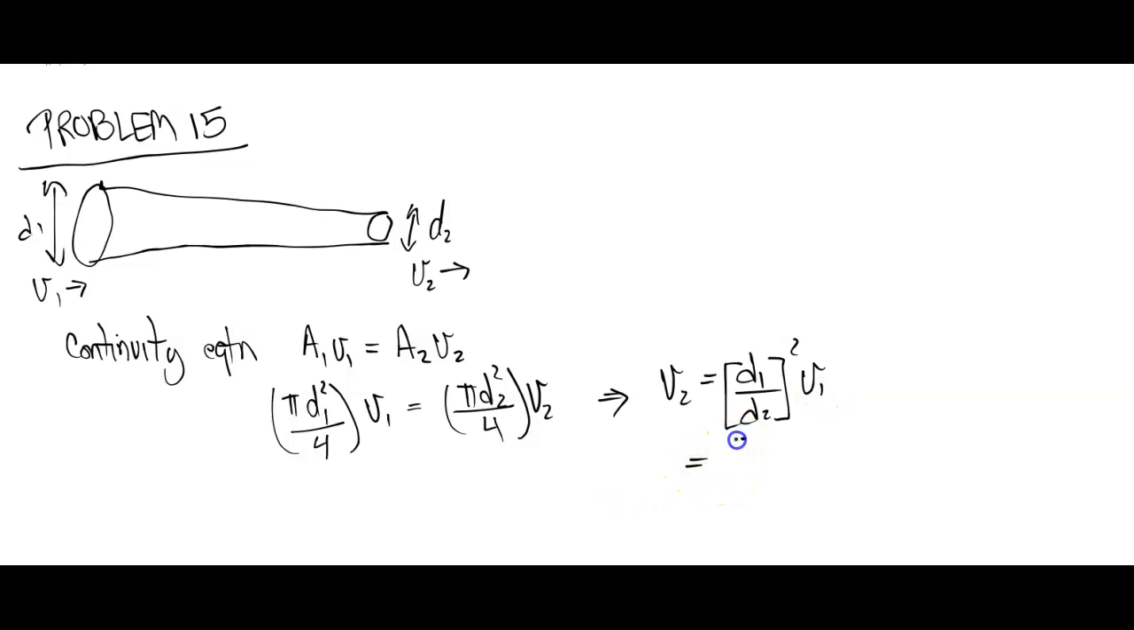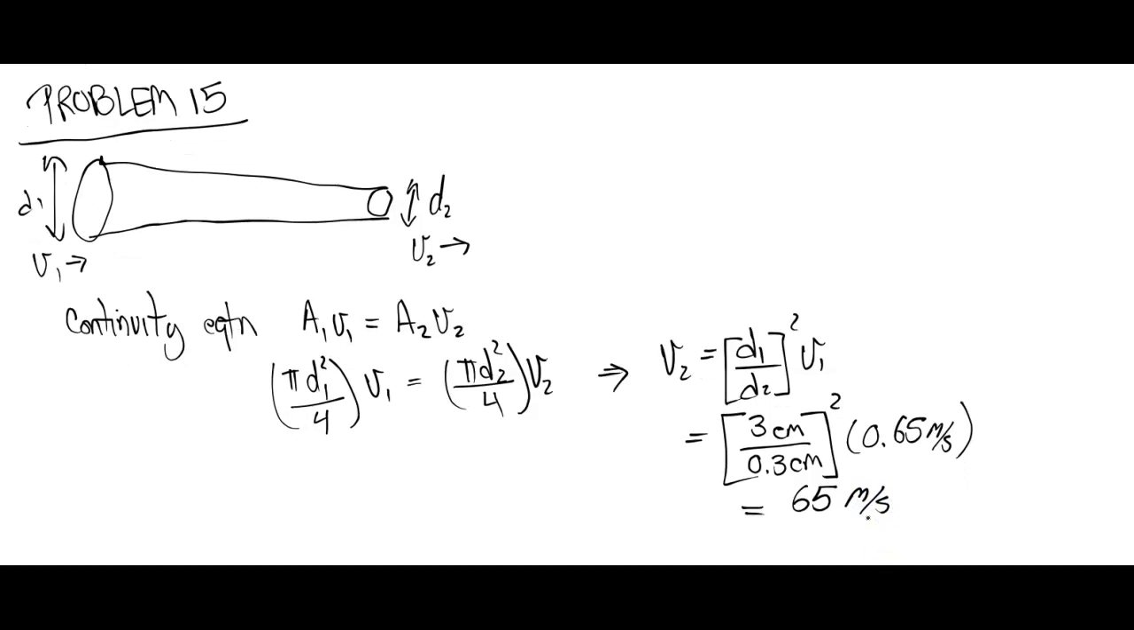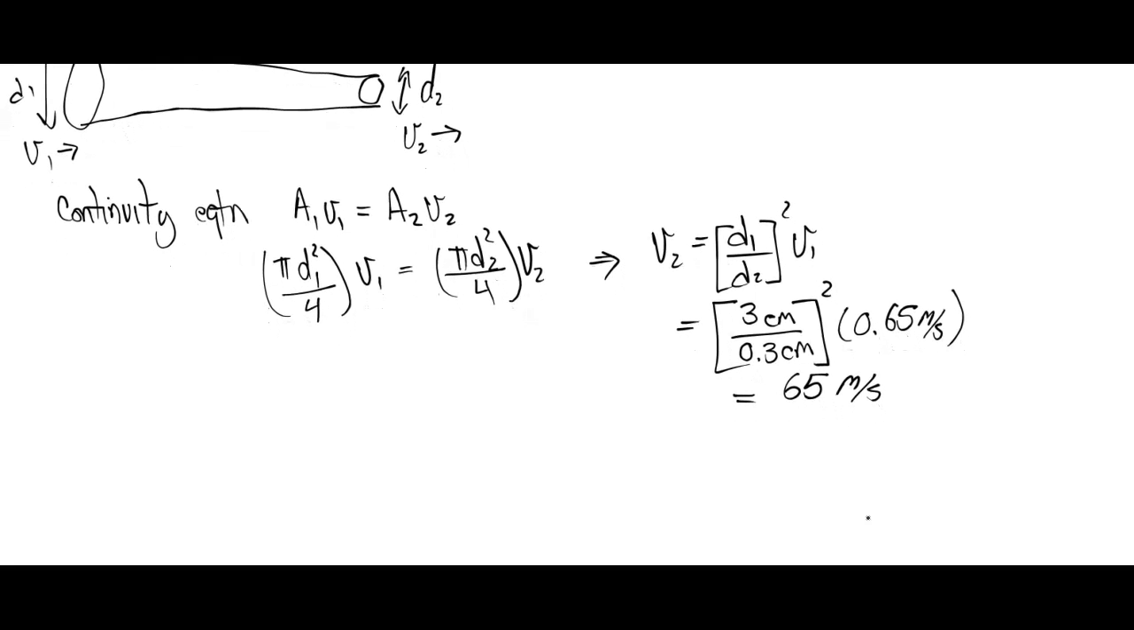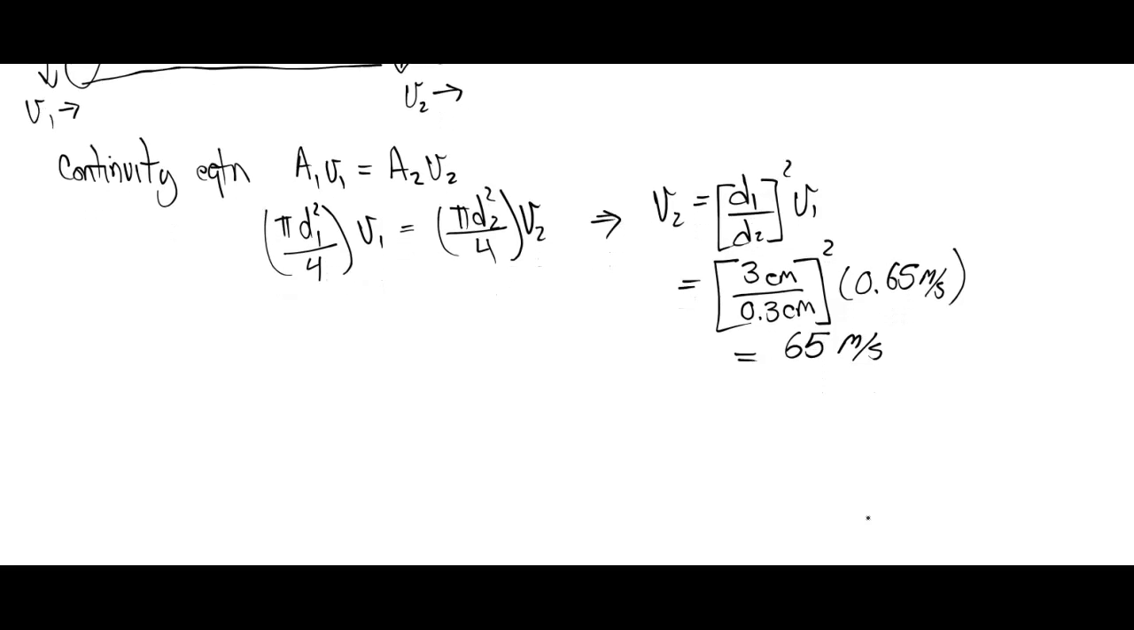And if we plug in these values that we know, we're told that the first diameter is 3 centimeters. The second one is 0.3 centimeters. Notice we didn't have to change to meters since it's a ratio of the same units. And then the first velocity is 0.65 meters per second. And if we do this, we find out that the second speed is 65 meters per second. And we anticipate that because it has a smaller diameter, to keep the flow rate constant, it would have to go faster.